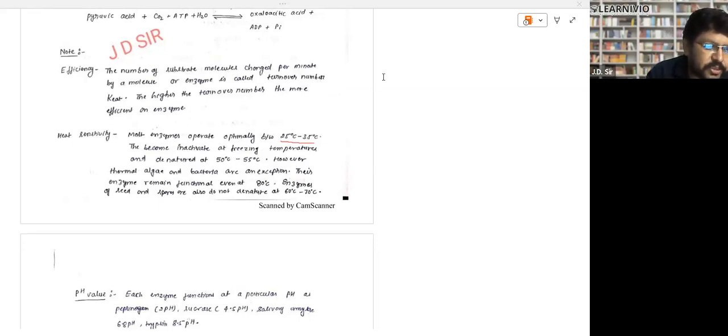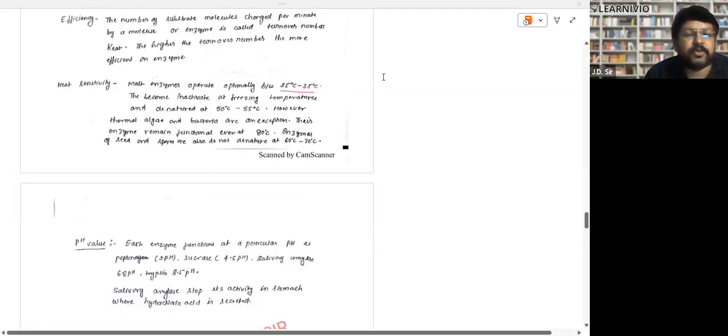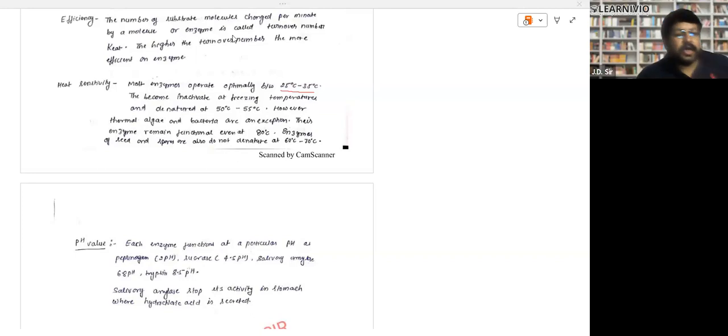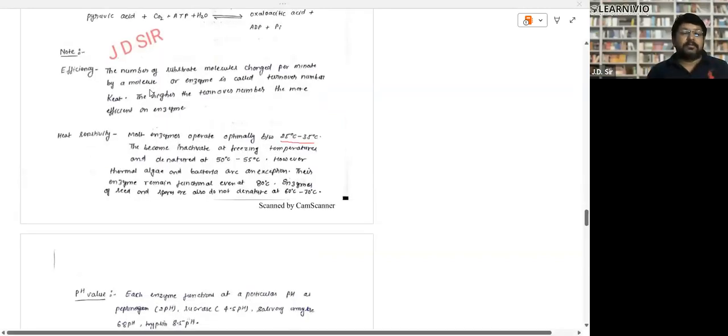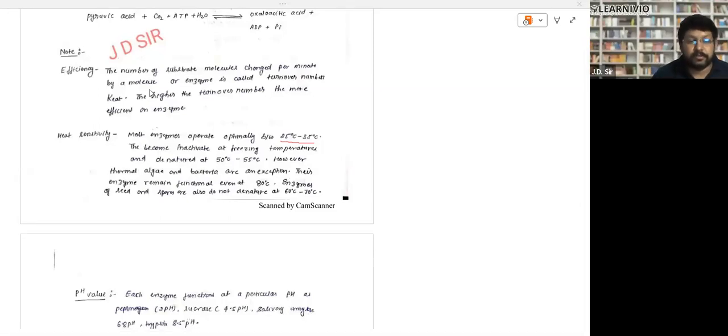So first, efficiency. The number of substrate molecules changed per minute by a molecule of enzyme is called the turnover number, or Kcat, right? The higher the turnover number, the more efficient the enzyme is. Clear? Yes, sir. Okay, so that is the turnover number. Next, heat sensitivity.